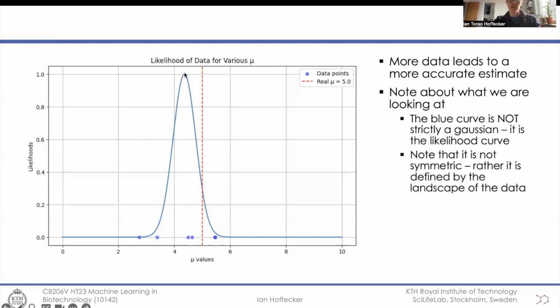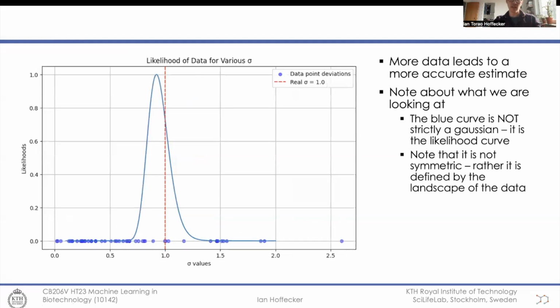And then this is our likelihood function. If we maximize it, in other words, we take this point here, we'll have an estimate, which you can see is not exactly the same as the original, but it's close. And the more data you add, of course, the closer your estimates get. Note here that it's asymmetric. So this likelihood function is not a normal distribution. It's a function that's defined by the spread of the data, and if the data is not perfectly normally distributed, your likelihood function is not going to be symmetric.